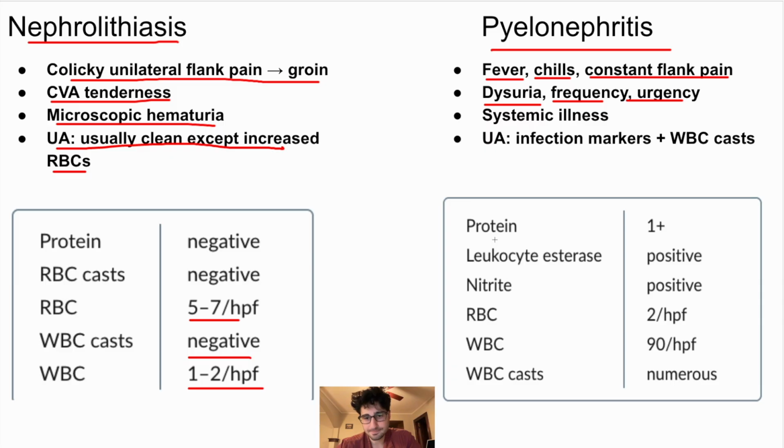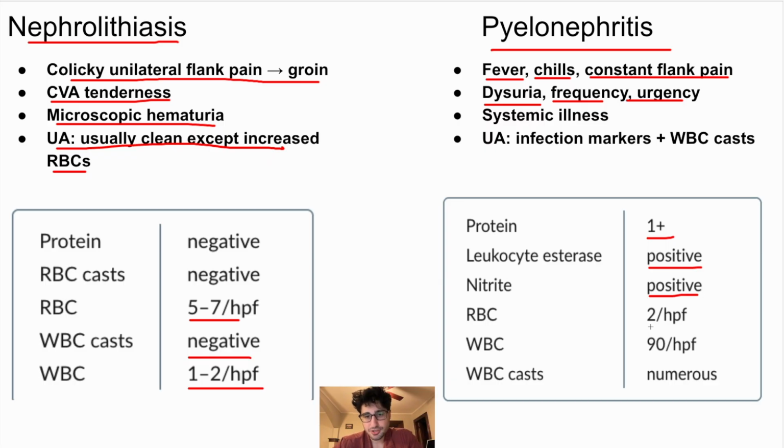Protein is 1+. There's inflammation that increases glomerular permeability, giving us the protein finding in the urine. Leukocyte esterase, positive. White blood cells release this enzyme when they flood the urinary tract. Nitrites in this example are positive. Enterobacteriaceae convert nitrates to nitrites. So if the patient is infected with the Enterobacteriaceae, nitrites are going to be positive.